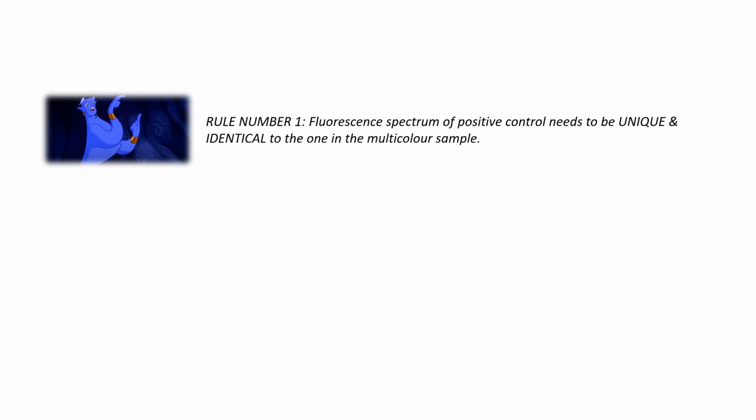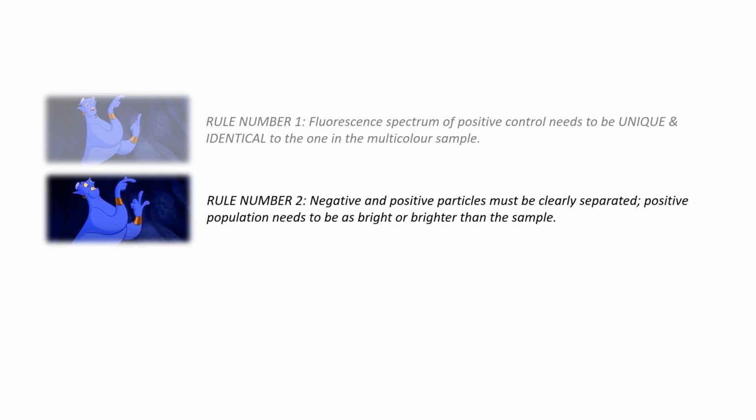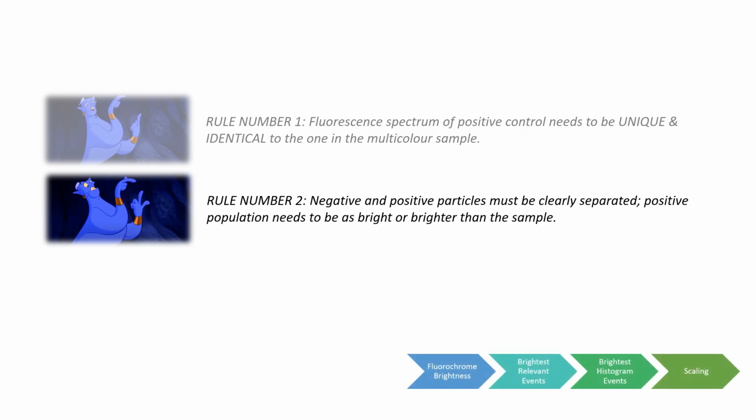We have discussed setting up references in the context of identity. The next rule is as vital. The negative and positive reference need to be well separated, and the positive must be as bright or brighter than the sample. In this section, we will cover why a bright fluorochrome is good, the importance of relevant events, the complications that can arise when using histograms only, and the importance of checking the scale on Aurora.